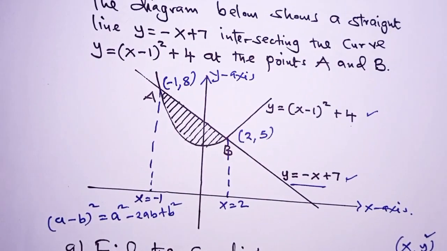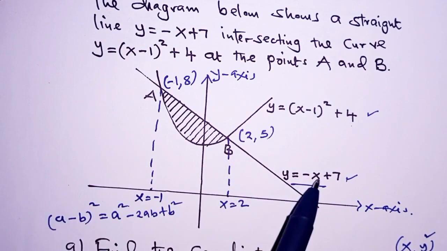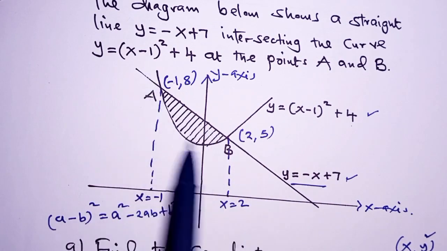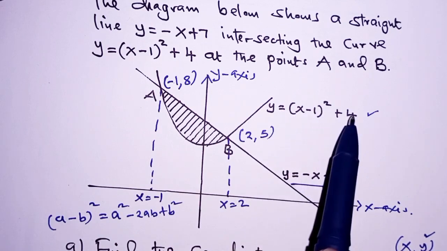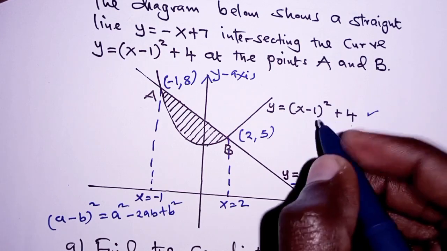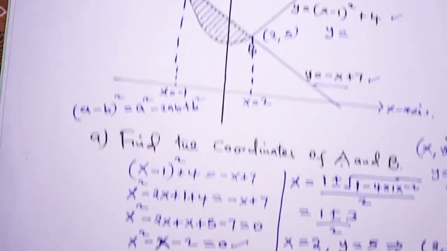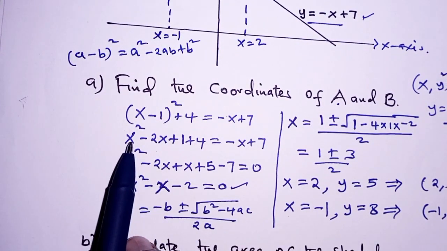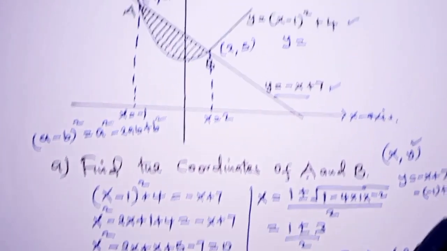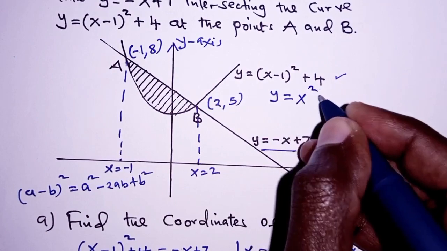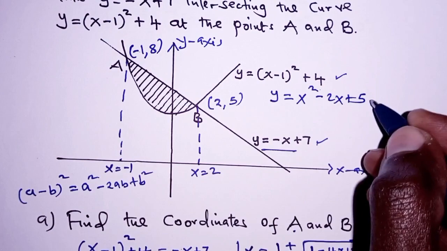Now let's consider this. We have the line whose equation is y is equal to negative x plus 7, and the curve whose equation is y is equal to (x minus 1) squared plus 4. So (x minus 1) squared plus 4 we had simplified as, let's look at this, we'll see it here. We were getting x squared minus 2x plus 5. So that is the same equation.